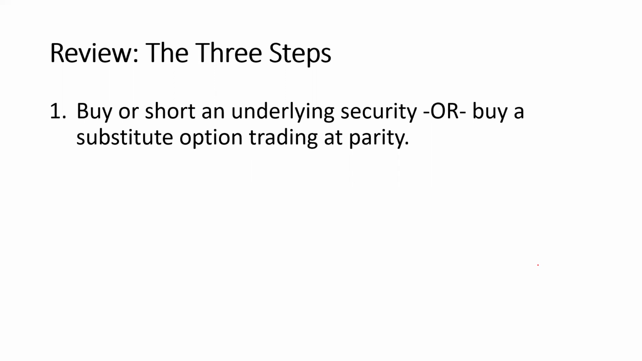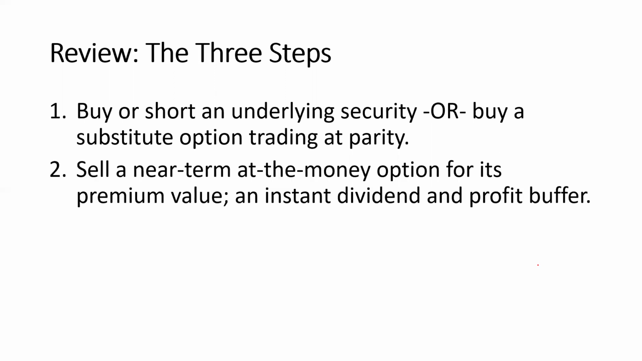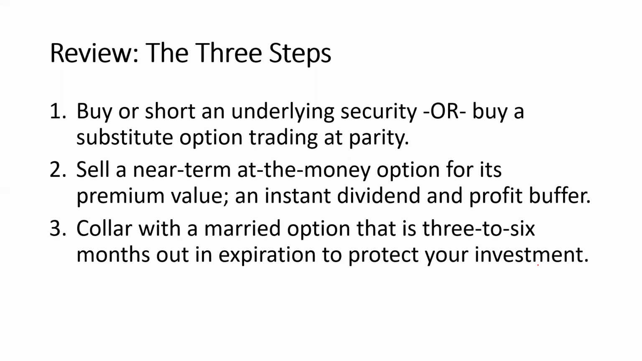So that's step 1. Step 2, we're going to sell near-term at-the-money options for their premium value. Going to collect that instant dividend and profit buffer. And we're going to collar with a married option that is about 3 to 6 months out in expiration to protect our investment. Then we're going to wait.